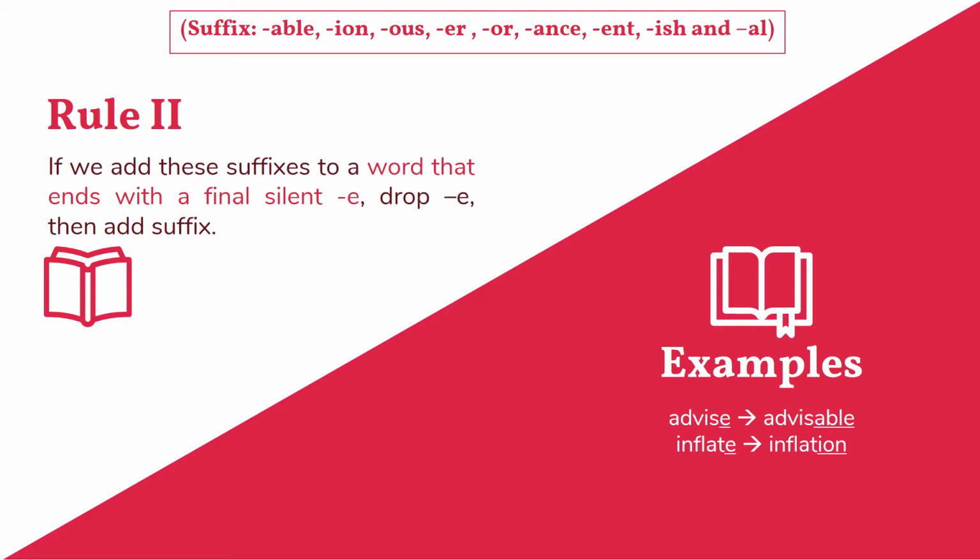Inflate, inflation. Once again, E being a silent letter at the end, it is being dropped and the suffix ion is added. Next, dance, dancer. Once again, E is dropped and the suffix er is added to the word.